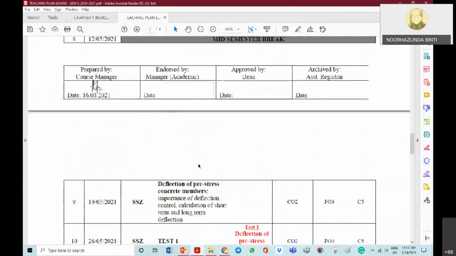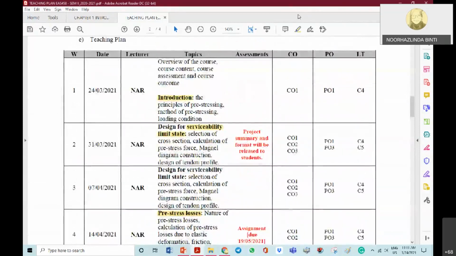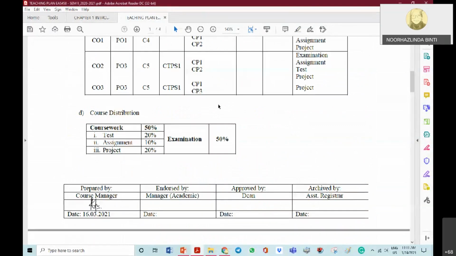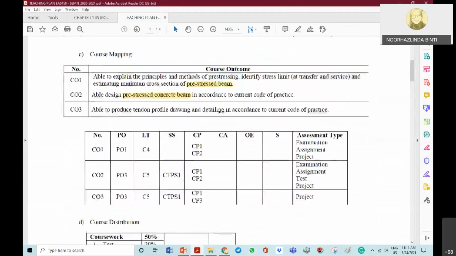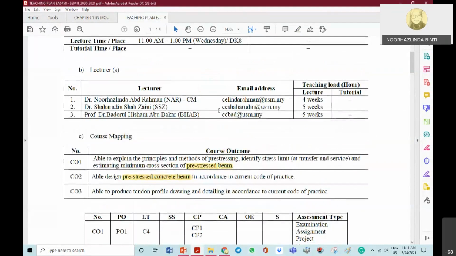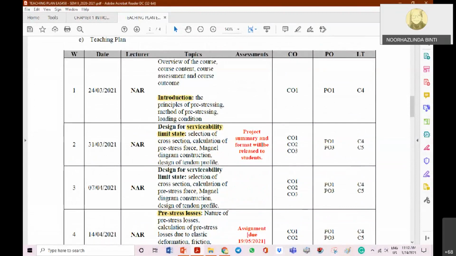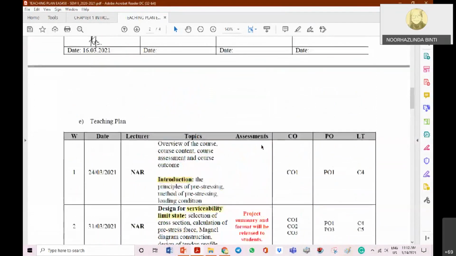Okay. So far no question, because I can see there's no question in the chat box. So that's all for the teaching plan. Please refer to this. If there are any changes, I will inform you. At the moment, this is what we have agreed. Inshallah, the project will be given to you by next week.